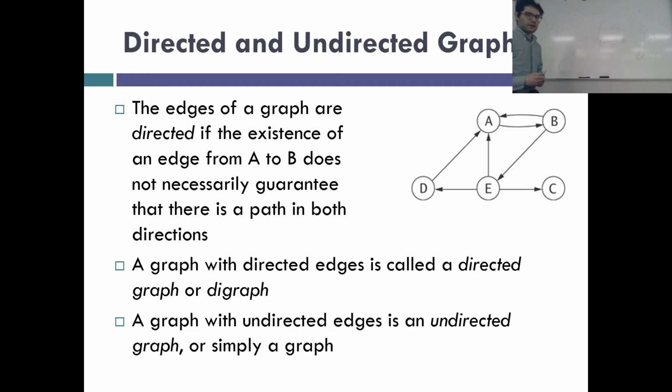So we call a graph with directed edges a digraph or a directed graph. And if you have undirected edges, we just call you an undirected graph or just a graph, okay? Because the assumption is that you're an undirected graph until you tell me otherwise. If you're a directed graph, these relationships might be just one way.